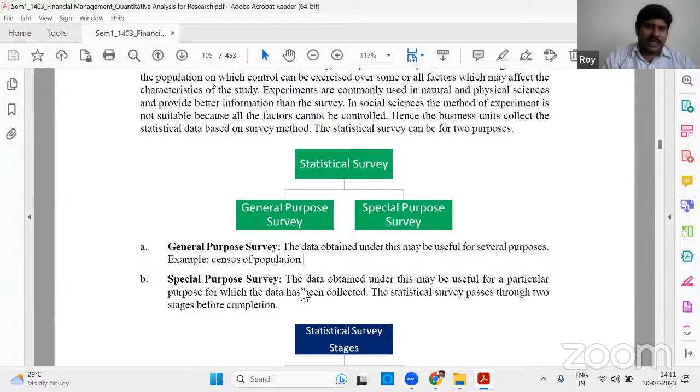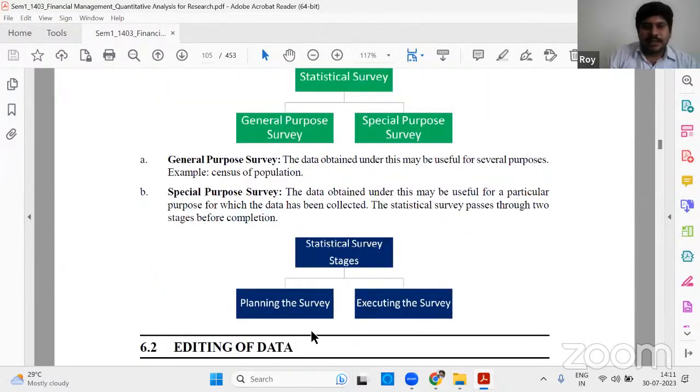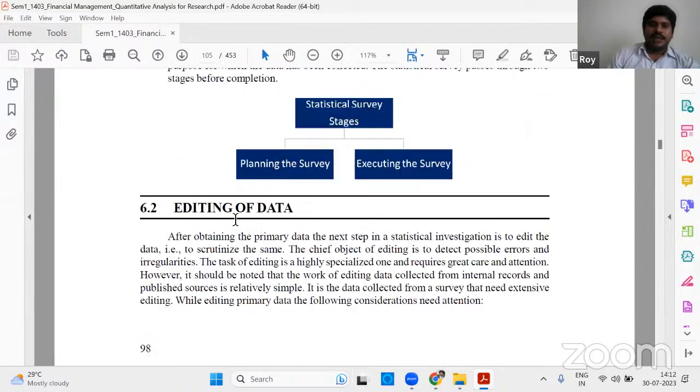Now, special purpose survey: the data obtained under this may be useful for a particular purpose, right? Again, a statistical survey passes through two stages, that is planning the survey and executing the survey. The data obtained under this may be useful for the particular purpose, and can be collected.